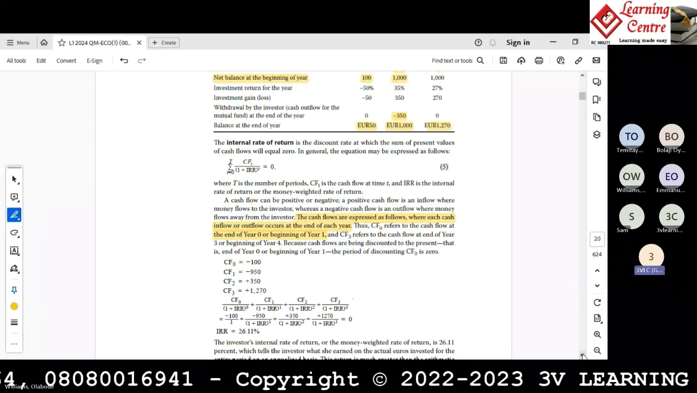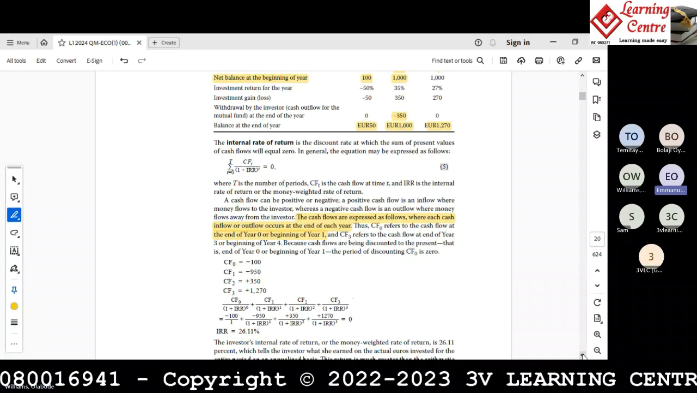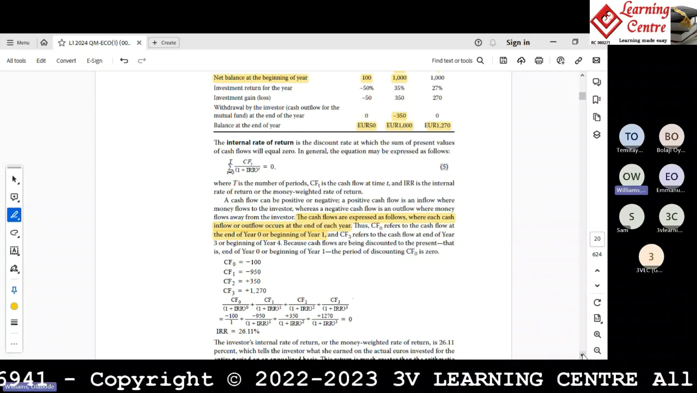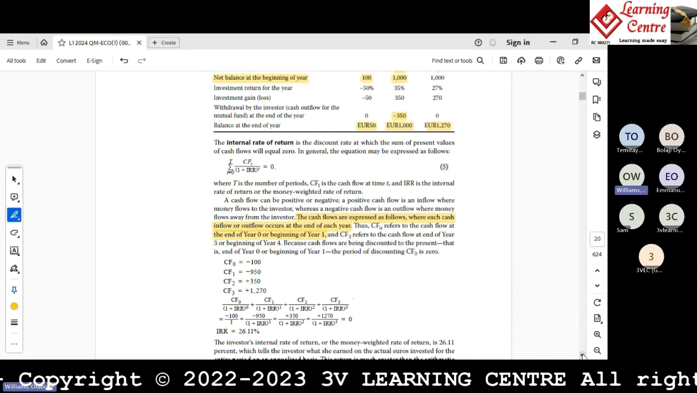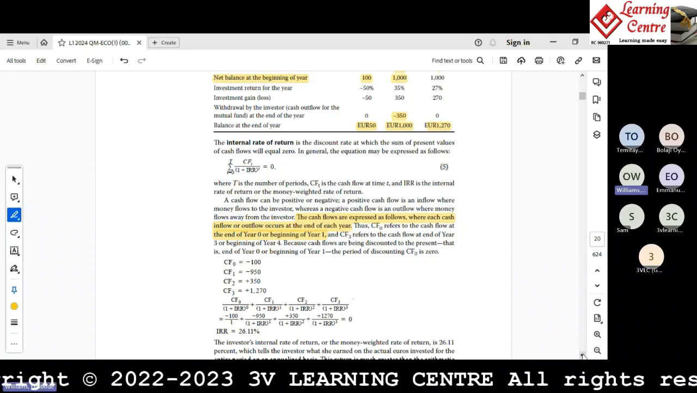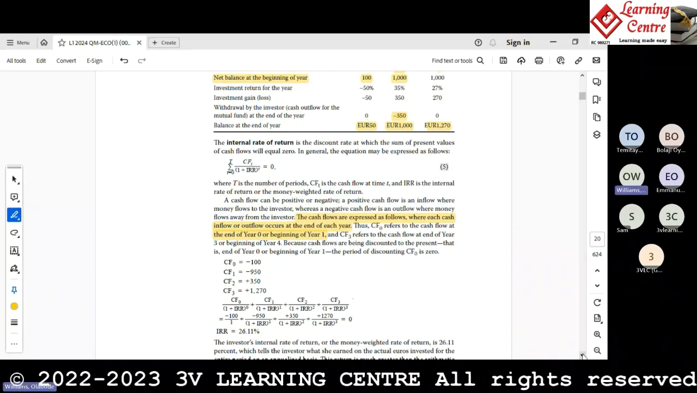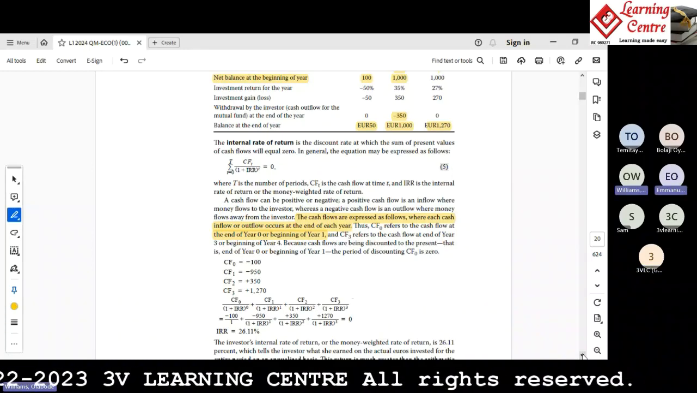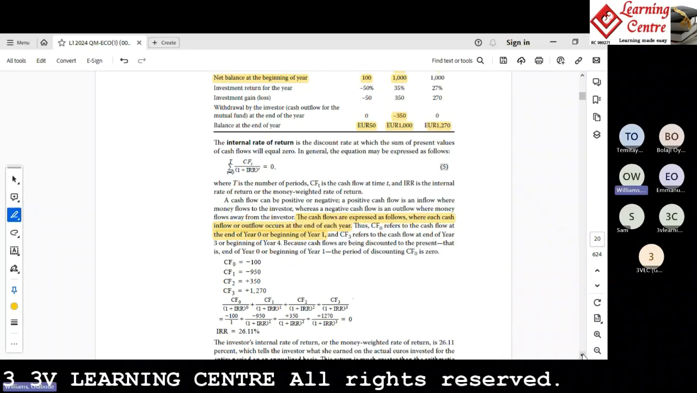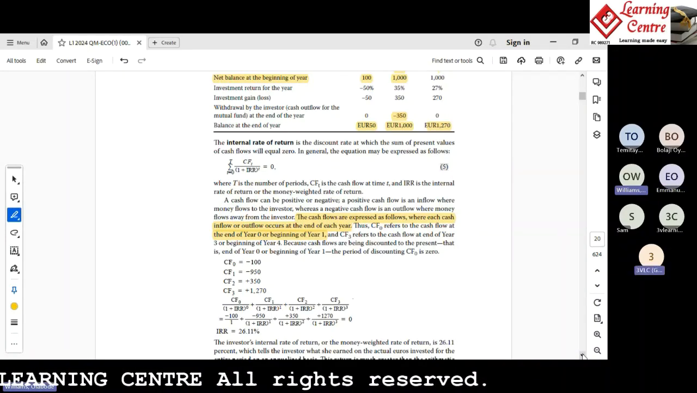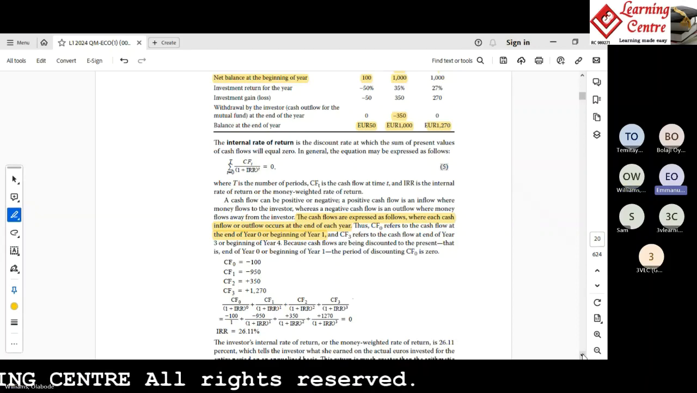Now, can't the calculator derive it for us? It can. I think there's an IRR function on your calculator, so you can use it to calculate it. Can you put us through the IRR? I don't have my calculator here. Instead of gambling the exam on it, because of time.